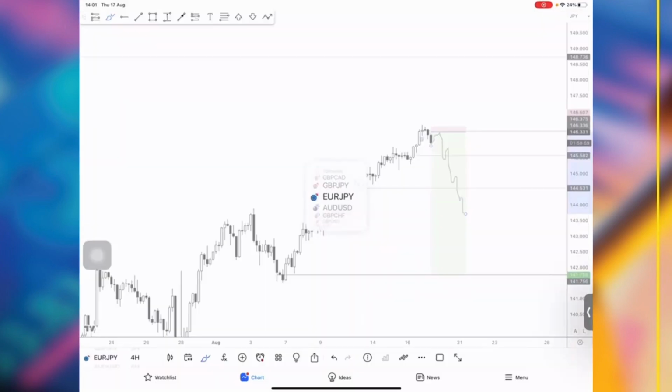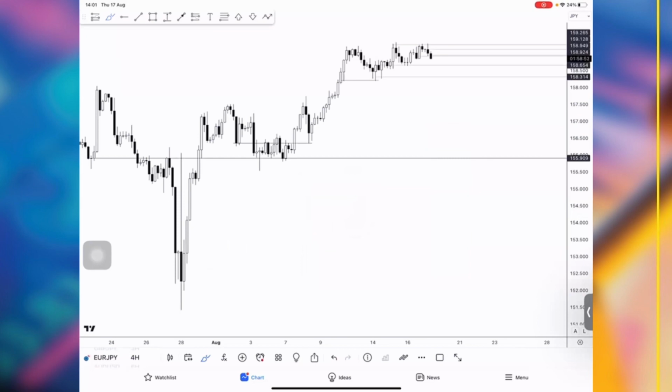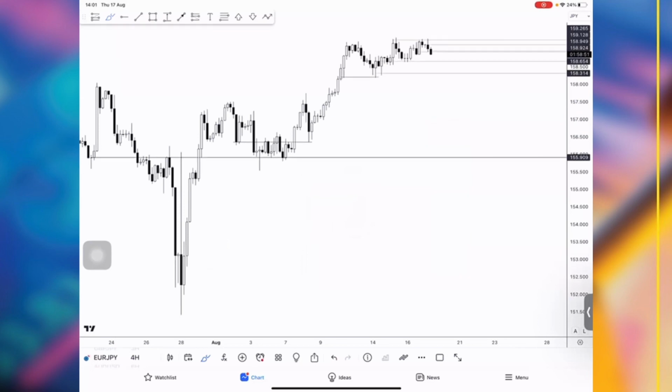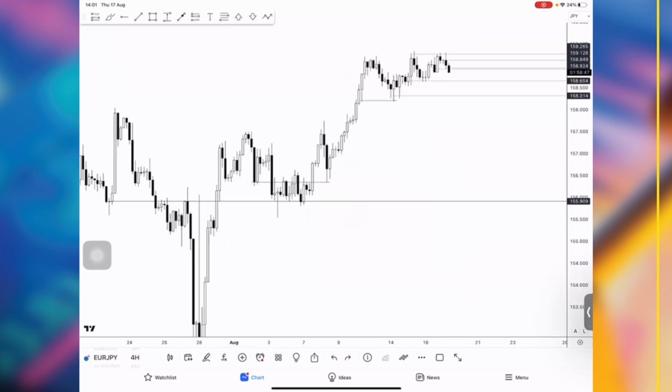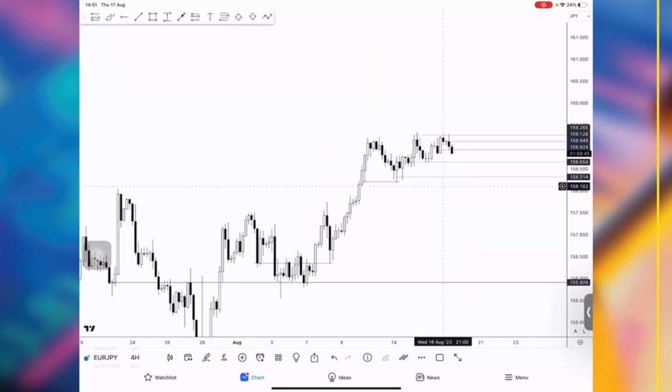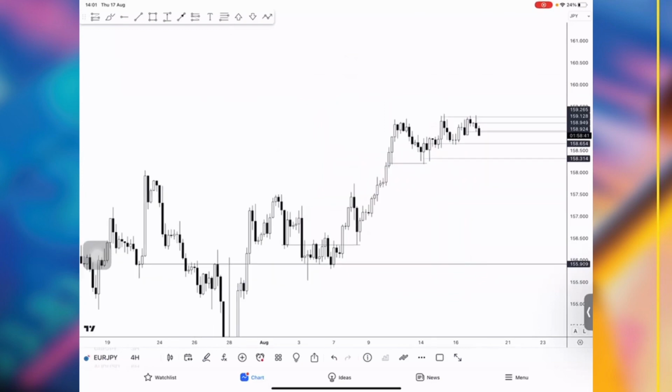This Euro JPY right here, it is almost the same thing. We have actually got this kind of movement like a correction, and then we have got the break of this previous trend. So you cannot tell it as actually a correction.